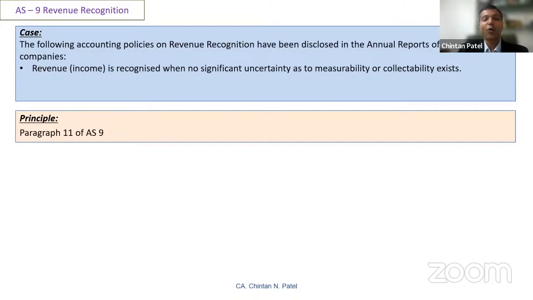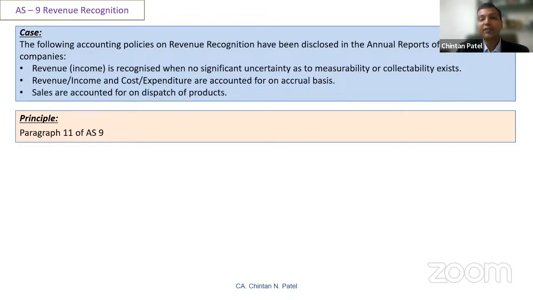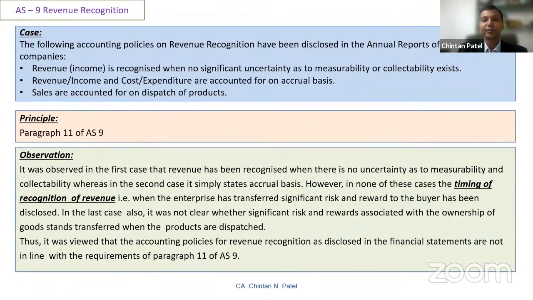Next point is that the following accounting policies on revenue recognition have been disclosed in the annual report of some of the companies. Revenue is recognized when no significant uncertainty as to measurability or collectibility exists. Revenue is accounted on accrual basis. Sales are accounted for on dispatch of products. AS9 primarily talks about two very, very important things.